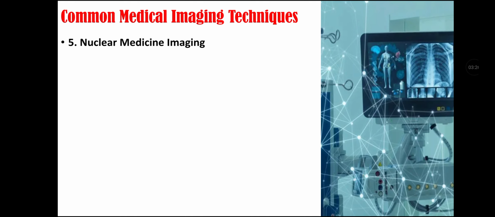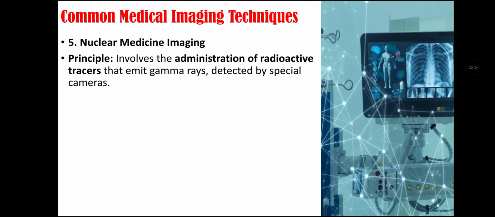Next medical imaging technique is nuclear medicine imaging, which involves administration of a radioactive tracer that emits gamma rays, detected by special cameras. Its techniques include PET scan, also called positron emission tomography, and SPECT scan, also called single photon emission computed tomography. It is used in cancer detection, cardiac perfusion studies, and bone scans. It provides functional and metabolic information and not just structural information, and that's why it is important. Its limitations include exposure to radiation, it is expensive, and it has limited anatomical detail.